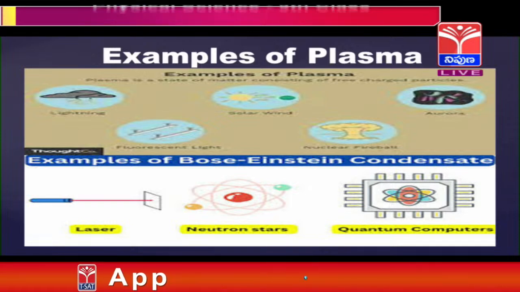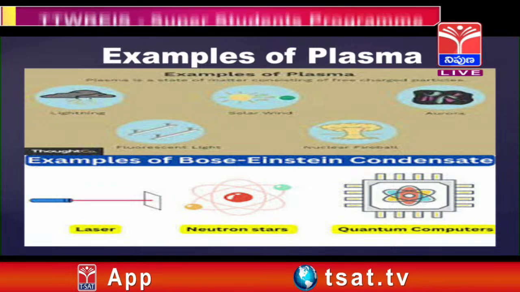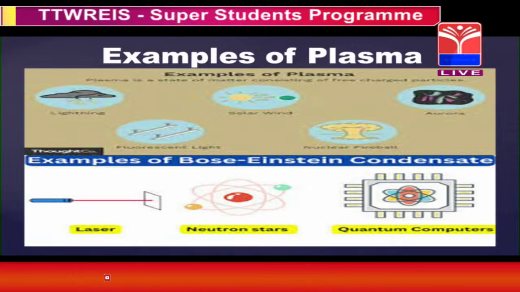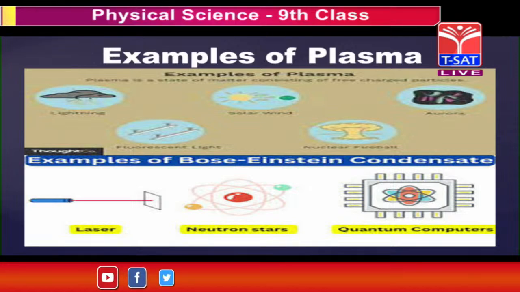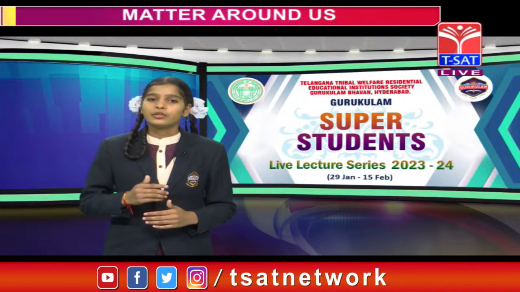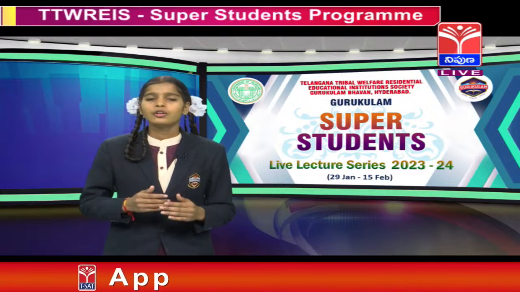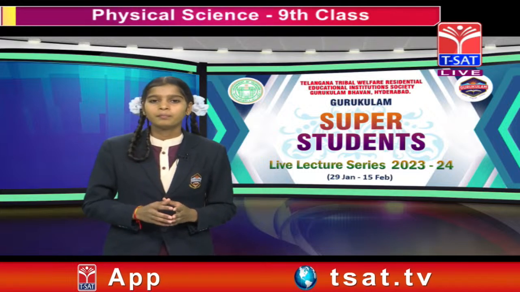Okay, we have learnt about the 5 states of matter. They are solids, liquids, gases, plasma and BEC, Bose-Einstein condensate. Now we are going to learn what matter is made up of. Do you know what matter is made up of?